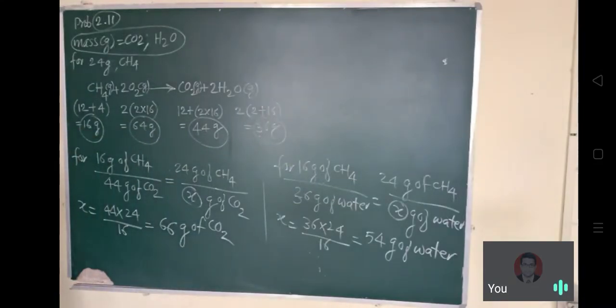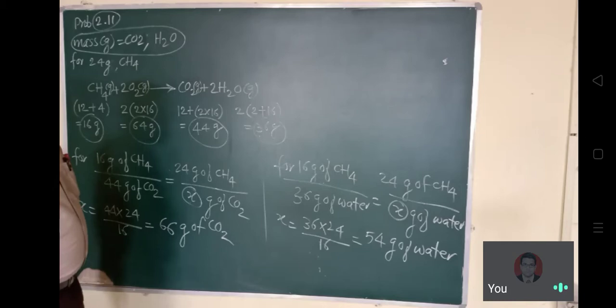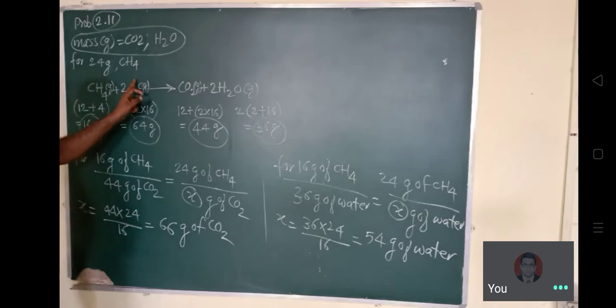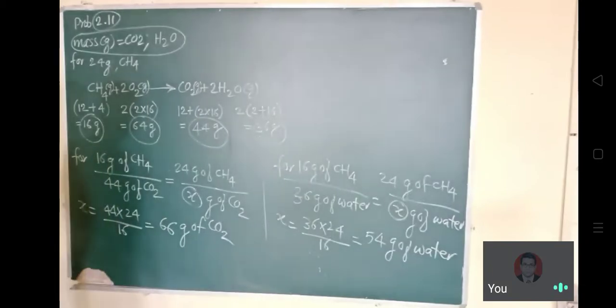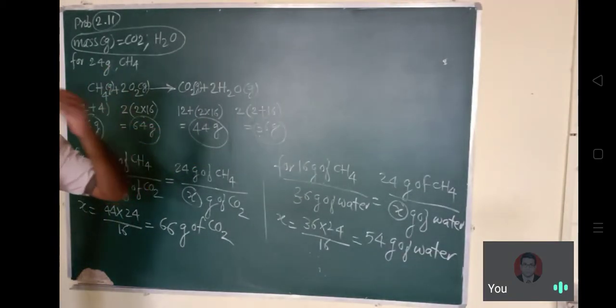So in this way, based on the stoichiometric calculation, as the number of moles changes, the number of moles for the respective reactants and products will change. Based on the proportion, for 16 grams of methane, it takes 64 grams of oxygen, it produces 44 grams of carbon dioxide and 36 grams of water. Then for 24 grams of methane, we can find out all the proportions.